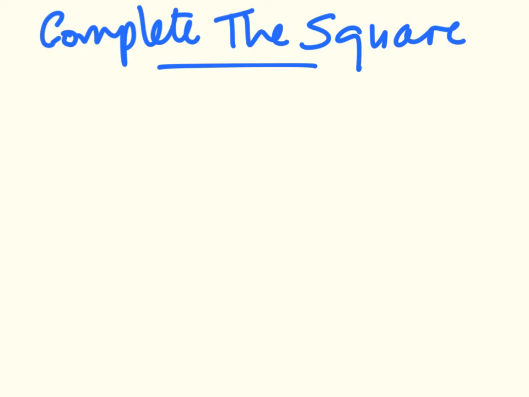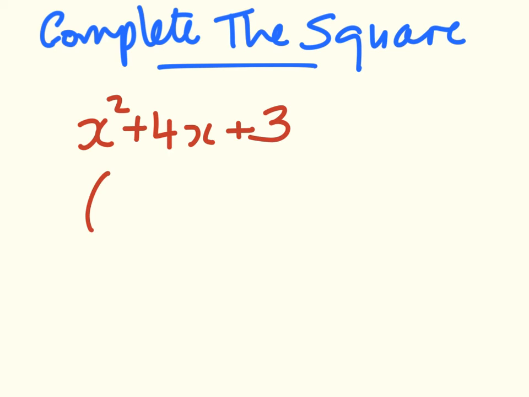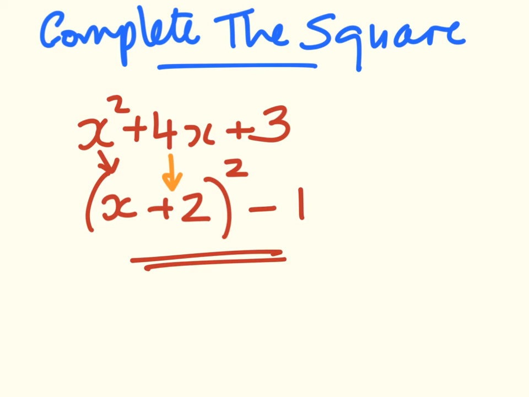Completing the square should be one of the easier sections. x squared, add 4x plus 3. What we need to do here is make a bracket that's squared. Now what goes inside the bracket is an x at the start to match this x, and then what comes next is half the 4. Half of 4 is 2. Now you ask yourself, what's 2 squared? 2 squared is 4, so how do I get back to 3? By minusing 1. And that's it done.